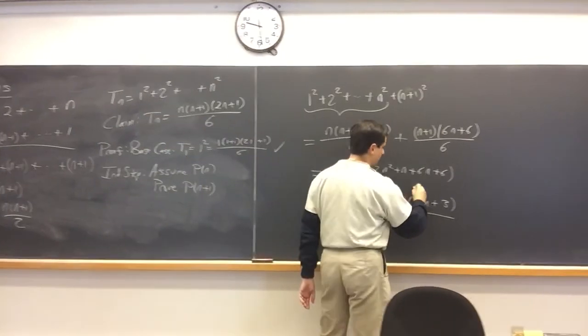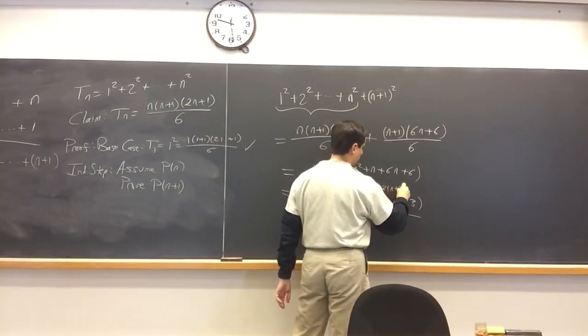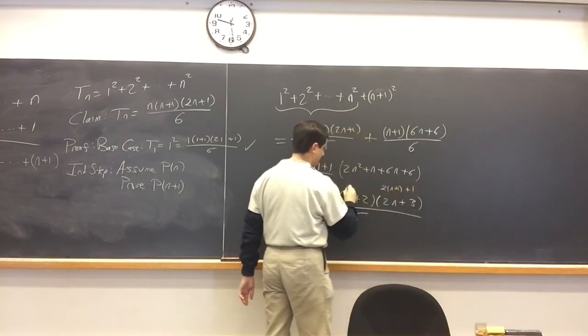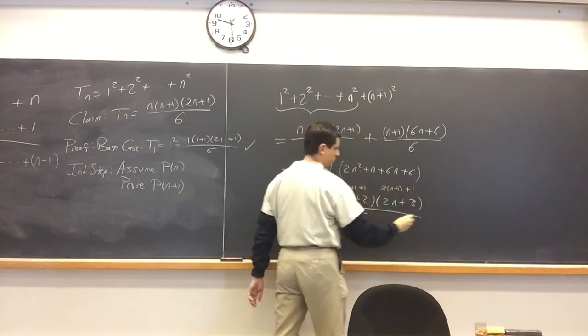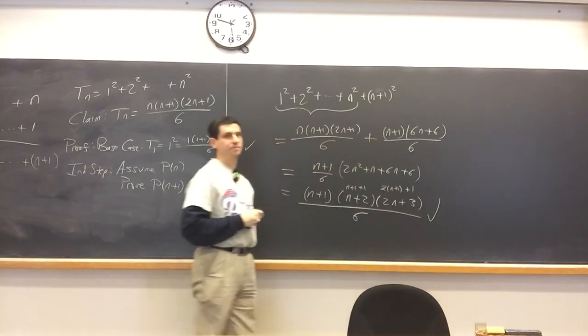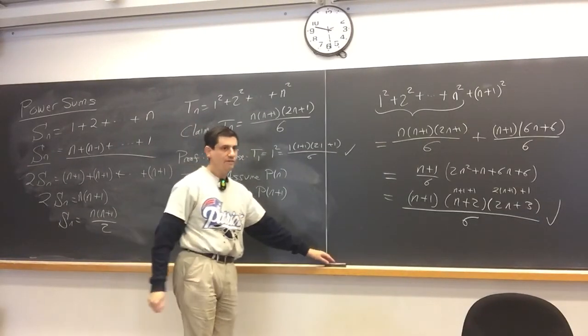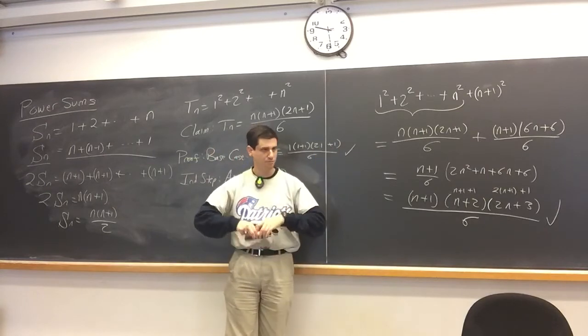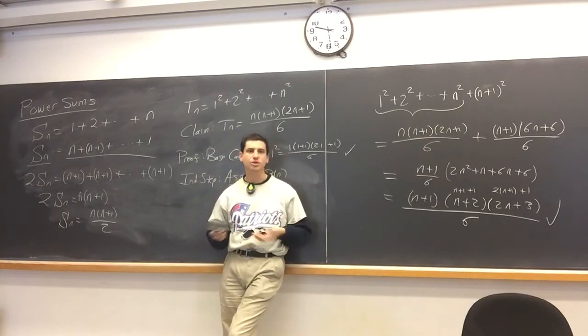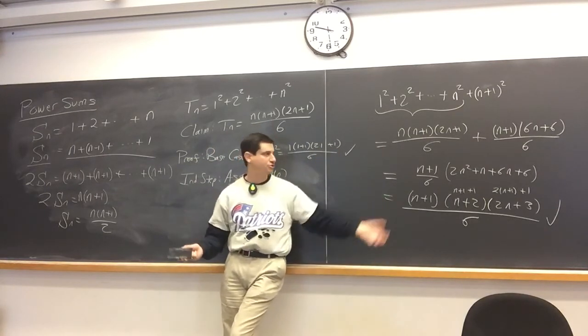And then this part I can just write as 2n plus 1 plus 1. The second is n plus 1 plus 1. And that proves the claim. Okay. Everybody comfortable with doing this? If I asked you to do cubes, if I give you the formula, it's just algebra.